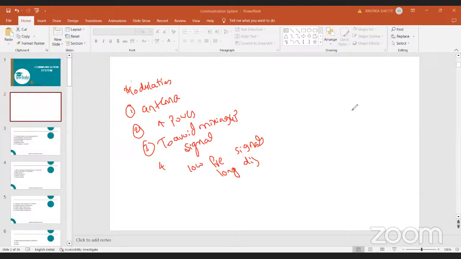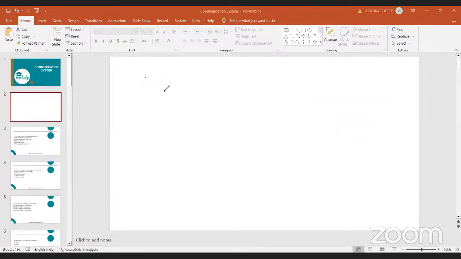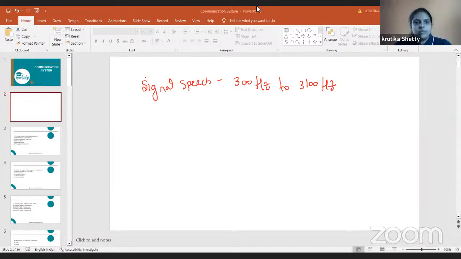Okay, then next, here some of the important values we have, that is the frequency range for the speech signal. So what frequency range is required for speech? It is 300 hertz to 3100 hertz. So remember all these points so that we can discuss them while solving the question answers.